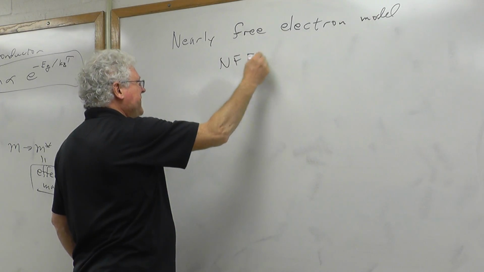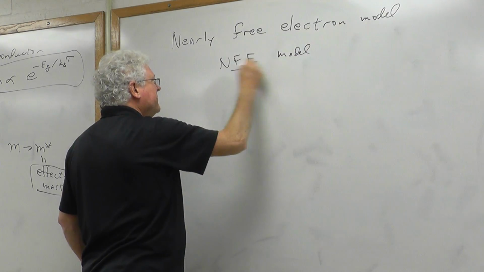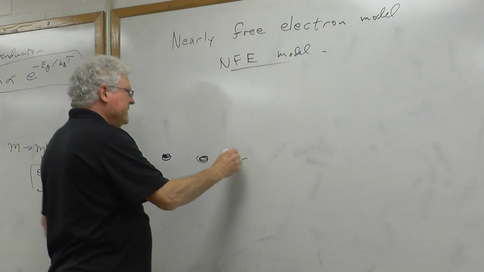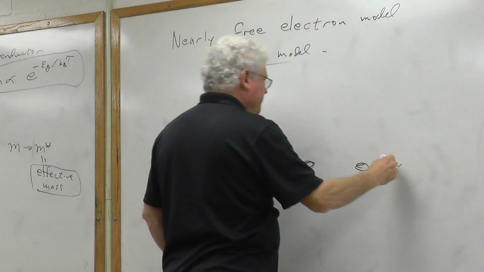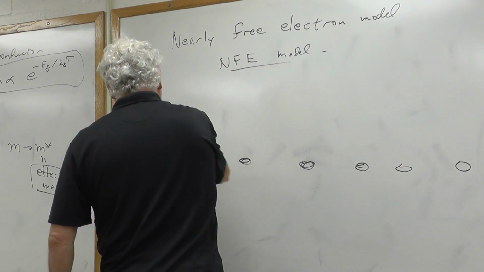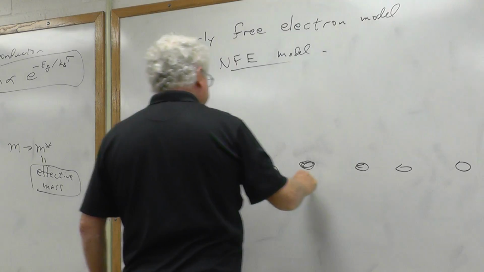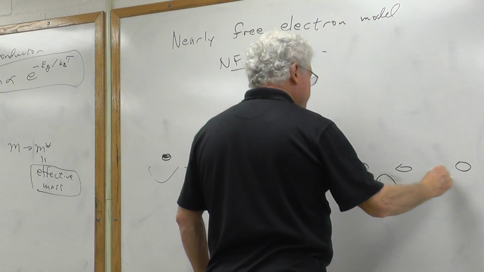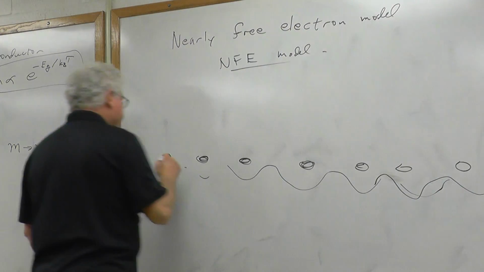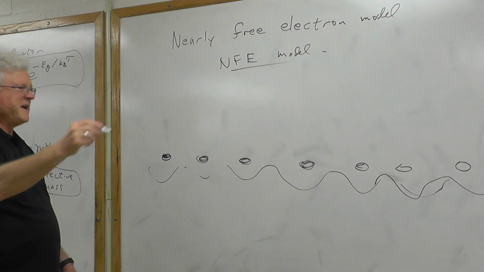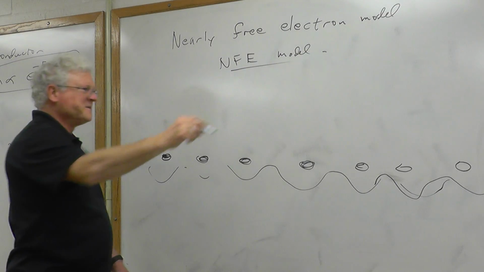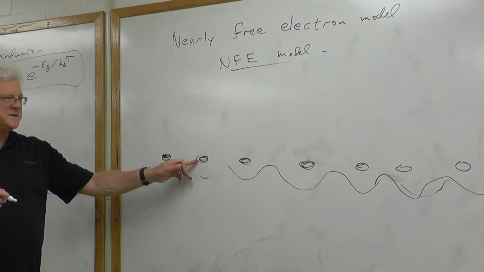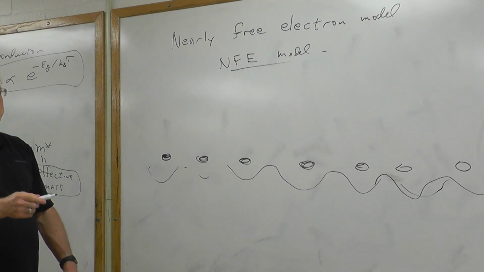Okay, NFE model right here, nearly free electron model. In the nearly free electron model, the idea is that you imagine I have these energy wells, potential wells, where the depths and the heights of the wells are relatively small, let's say, compared to the energy of your electrons. So the electron's sitting there zipping along, and what these do is cause some degree of reflection and interference of the electron.